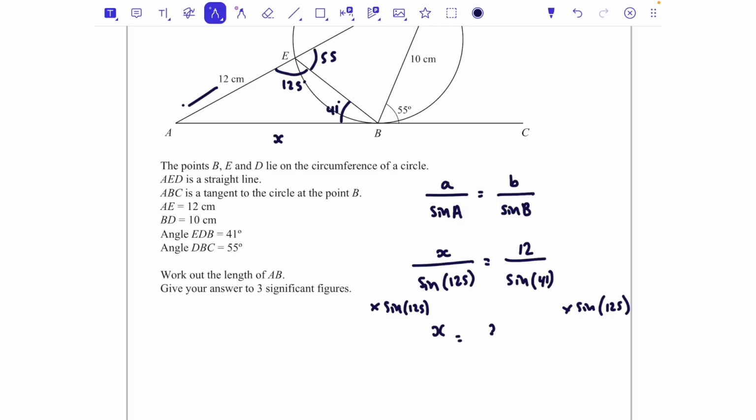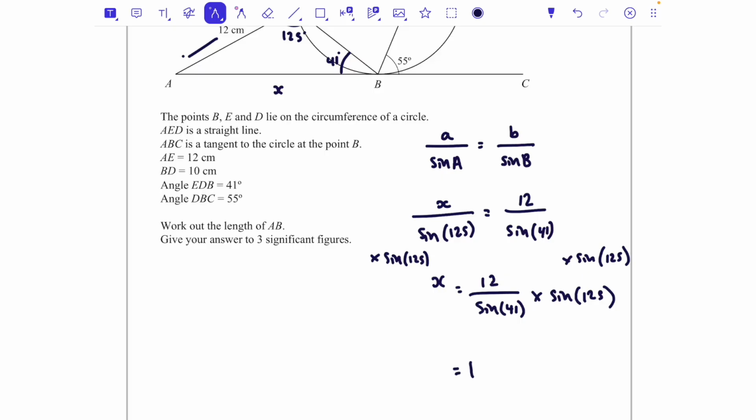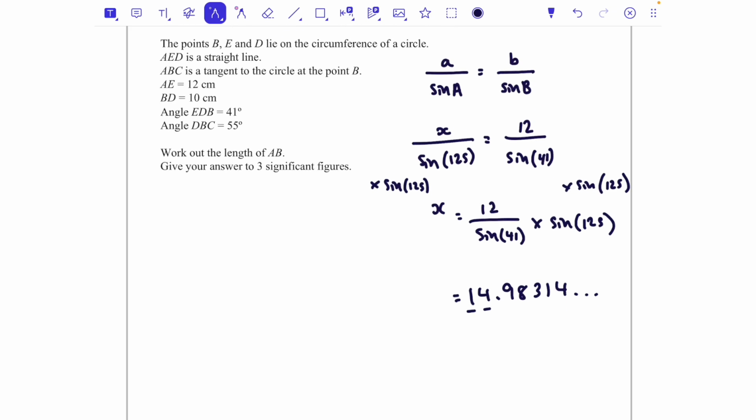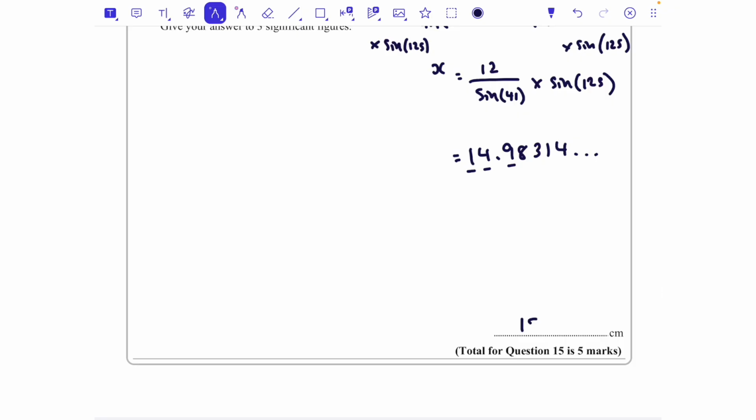So in my calculator, I am typing 12 over sine 41 multiplied by sine 125. And that is 14.98314 and so on. To three significant figures, 1, 2, 3, the 8 rounds up. So that is going to be 15.0.